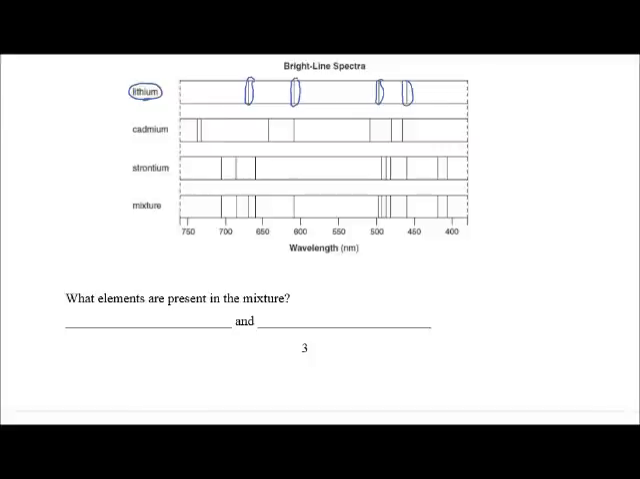So we can identify an unknown by matching it up with known bright line spectra. So here we have a mixture. What elements could be in that mixture? So we have to match up these lines here with something above. And I can see that these 3 lines match up with strontium. So wherever strontium is, there's going to be these 3 lines. So one of the elements is strontium.